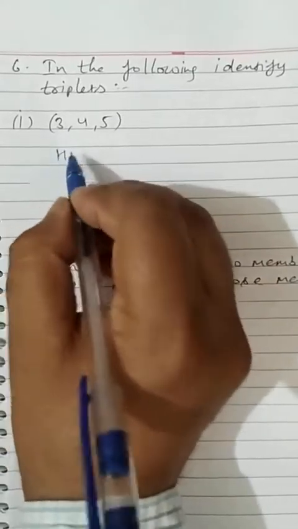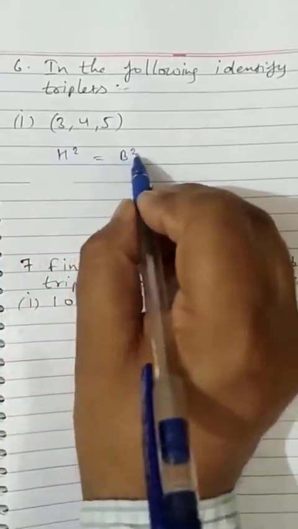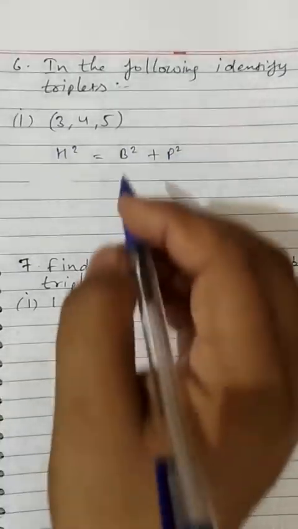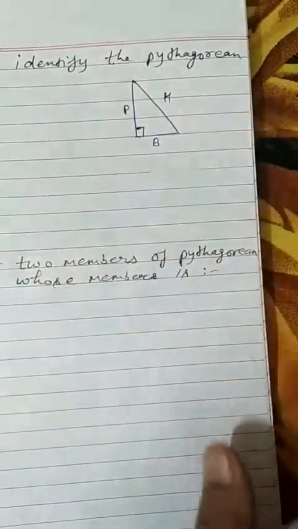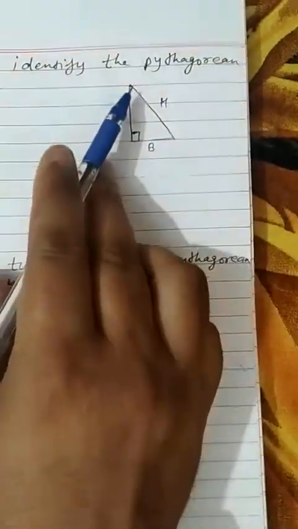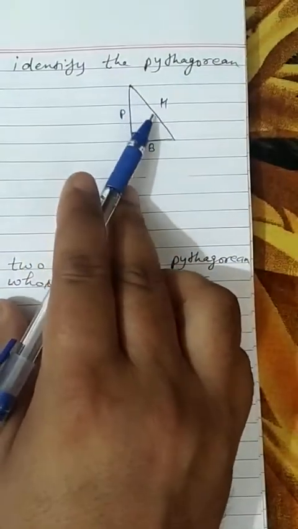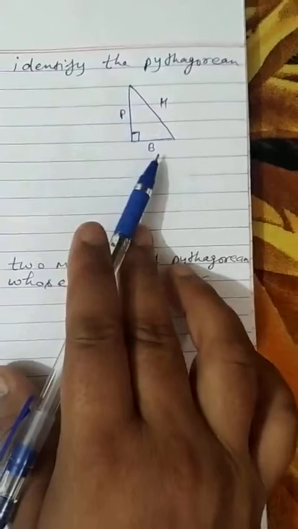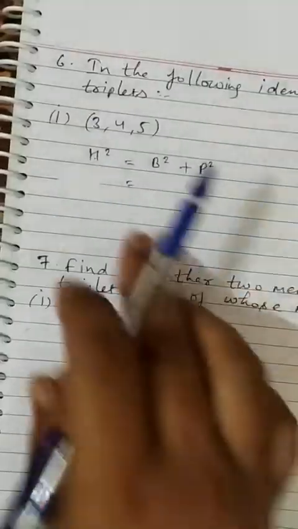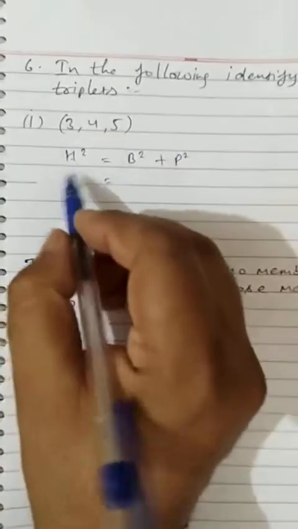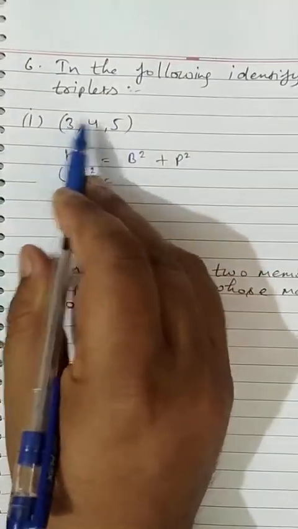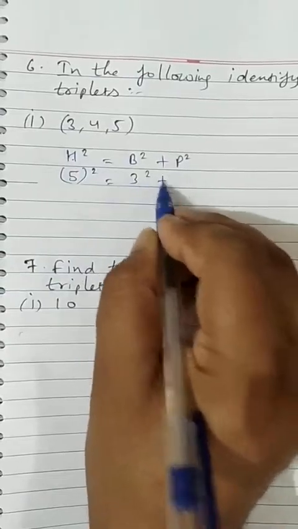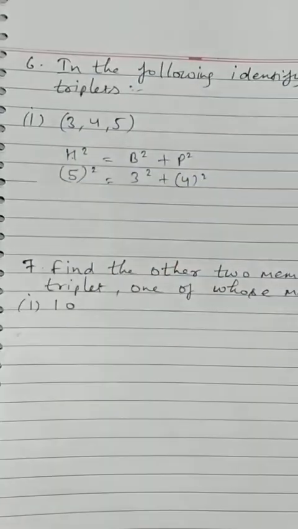Pythagoras theorem says hypotenuse square is equal to base square plus perpendicular square. So hypotenuse, we take it as the largest number, because the hypotenuse length is more than the perpendicular and the base. So the largest number is 5, so I am going to write 5 for the value of hypotenuse, and for the base I can use either of these two numbers. Let me take 3 here and 4 for perpendicular.